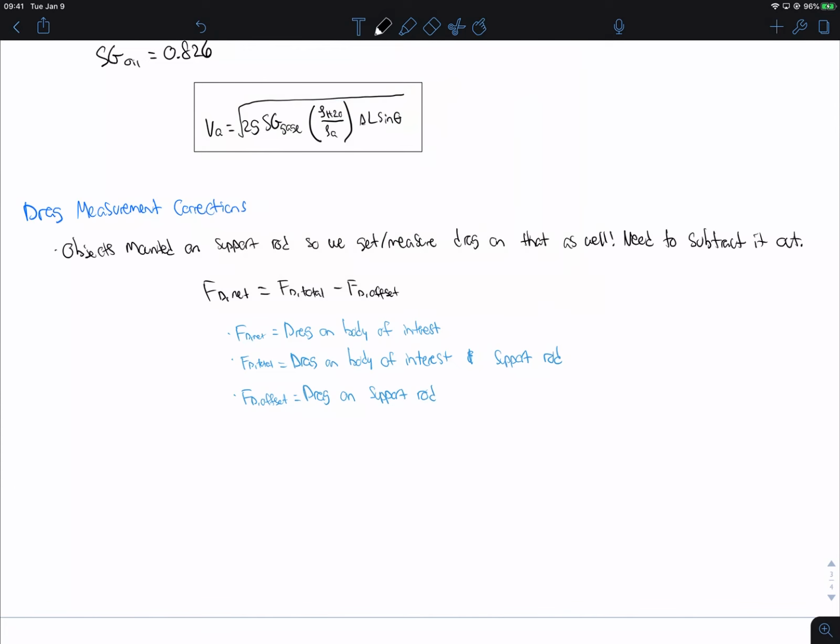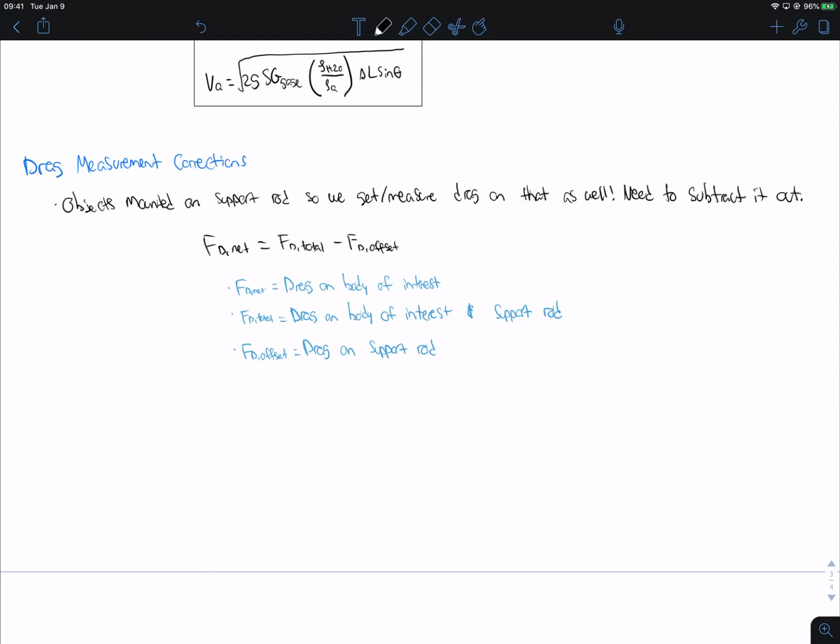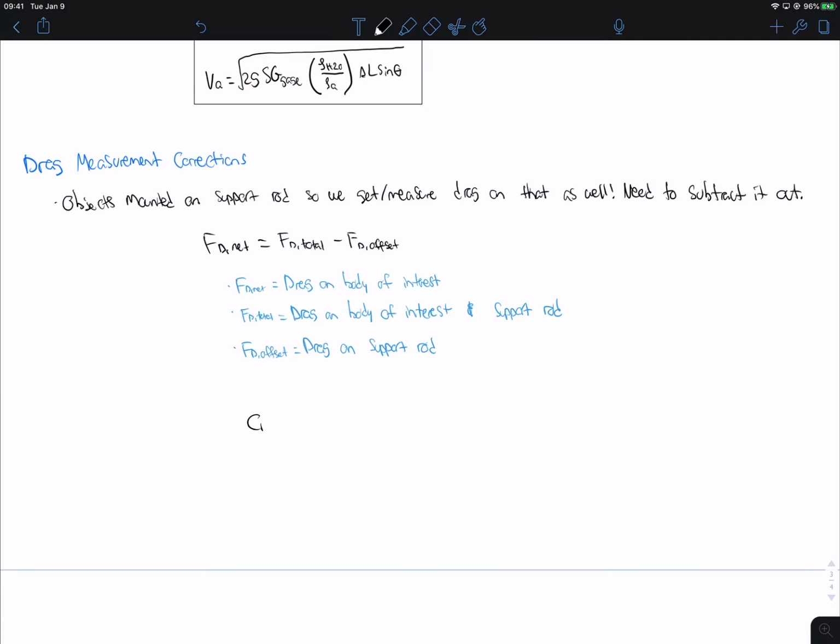So with this in mind, we can rewrite our drag coefficient that we had from earlier. The coefficient of drag is going to be equal to our net drag force, or the drag on the body of interest, divided by 1/2 rho infinity v infinity squared times our specific area for the body. Remember, that might be the planform area for a wing, or the cross-sectional area for a sphere.